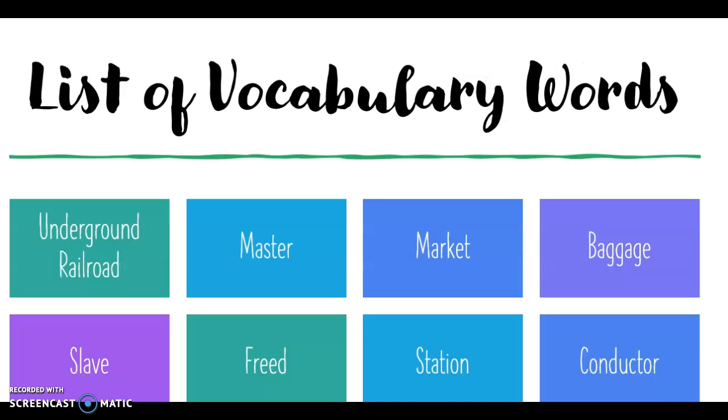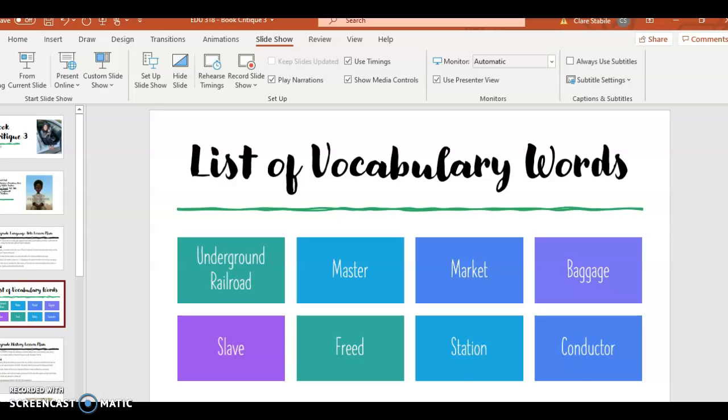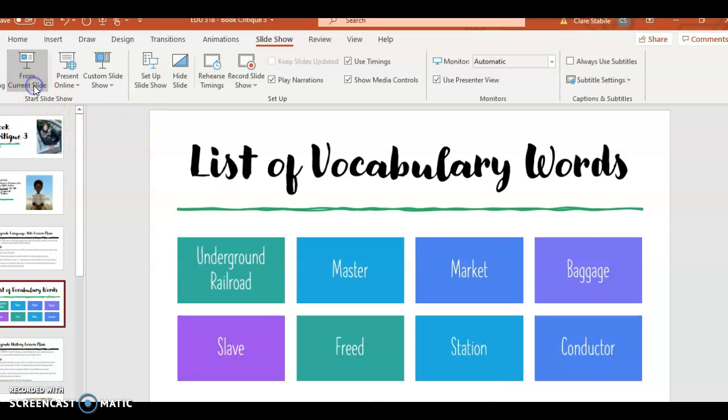And so I will go ahead and show you. This is the list of vocabulary words that I would have each group look at. And let me go ahead and show you the Padlet link that I would have them use. So it says Henry's Freedom Box vocabulary, and they would create their own. I have an example right here: include your vocab term as the title and then write down the definition of the term right there. So that would be an example of what I would have them do.